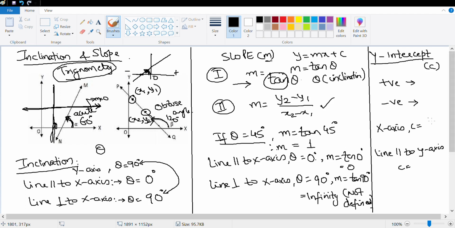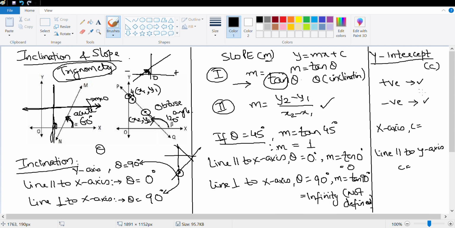Perfect. Now what is the y-intercept? I talked about it earlier. The y-intercept is the point at which the given line touches the y-axis. So in this case, this is the y-intercept. Let's say this is 4, so my y-intercept is 4. The y-intercept can be positive or negative depending upon where the line is passing from. So this line will have a positive y-intercept, and this one will have a negative y-intercept.